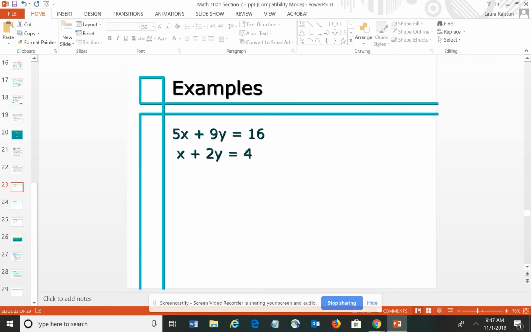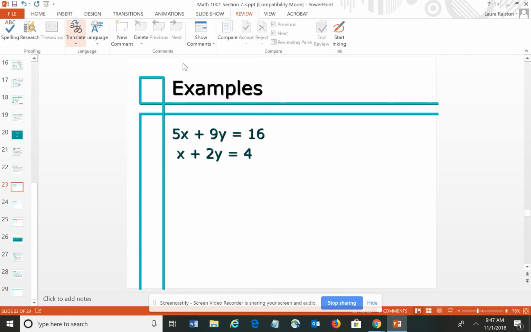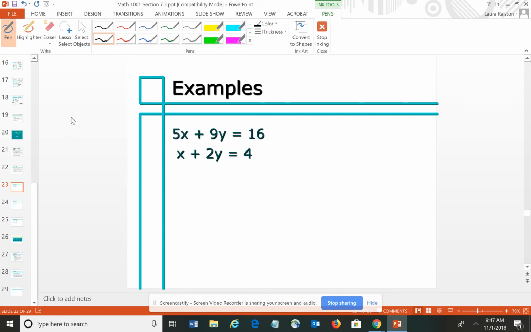What you're trying to do with the addition method or the elimination method is basically add the two equations together, and in the process of adding them together, you want to eliminate one of the variables, and you get to kind of choose which one you eliminate. And to do that, sometimes you may have to multiply one or both of the equations by a number so that you create the opposite coefficient.